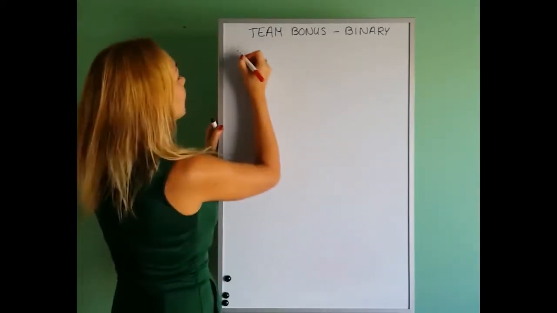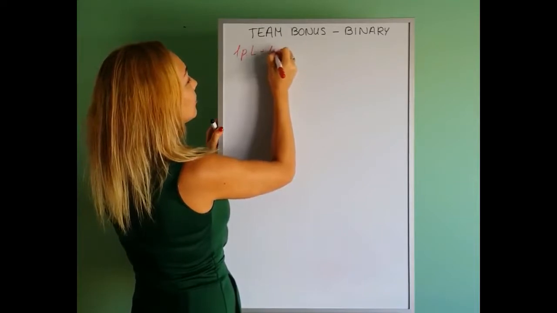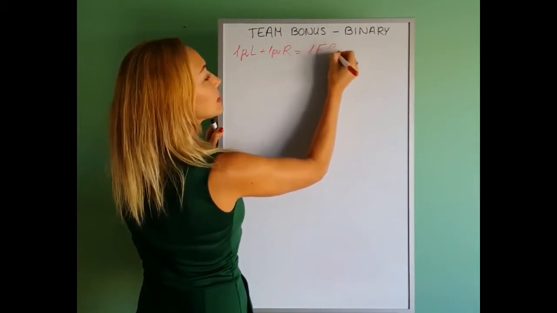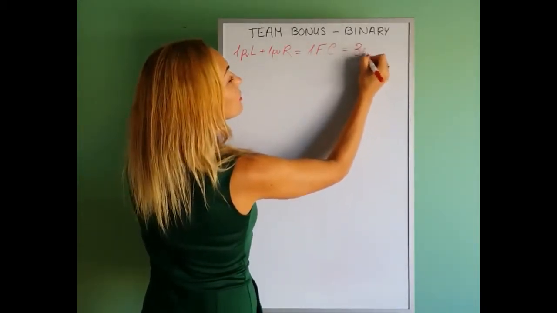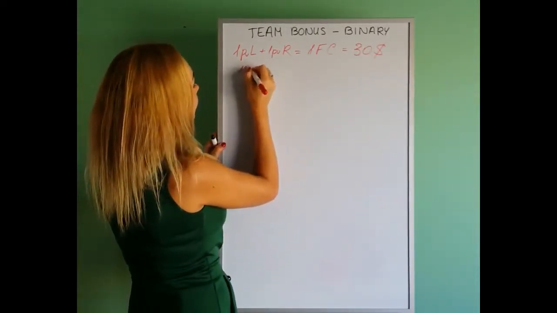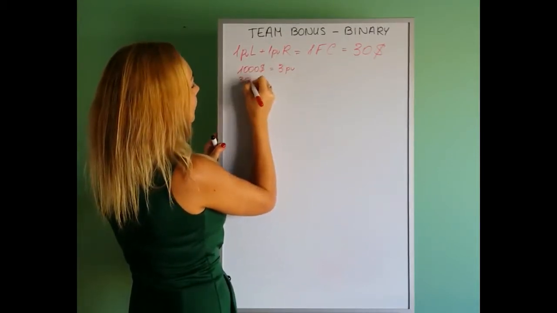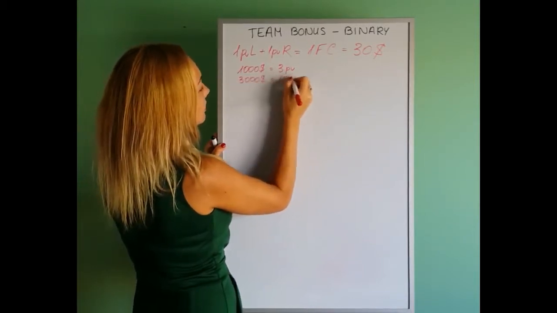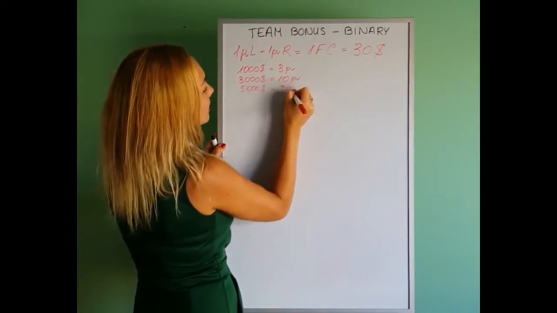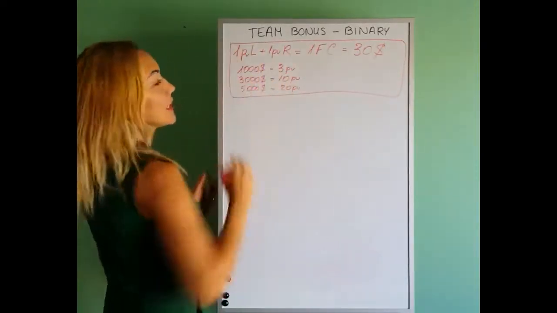The first formula means 1 point on the left plus 1 point on the right equals 1 financial cycle, which in turn equals $30. Okay, this is the first formula. And the second formula is: the business package gives us 3 points, then the premium package that costs $3,000 gives us 10 points, and the VIP package that costs $5,000 gives us 20 points. So this is our formula of the team bonus that we will need to memorize.